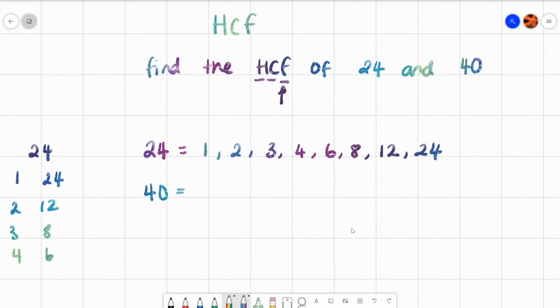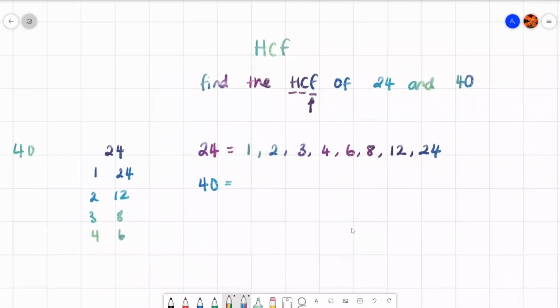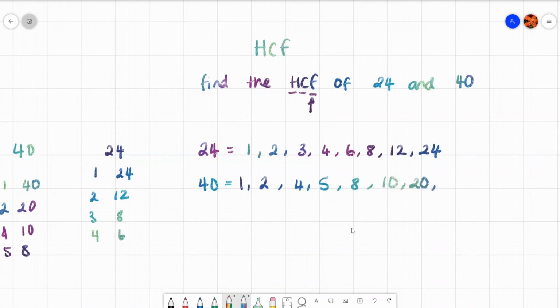Again, you can do this at the side. So I'm just going to write it here. We've got 1 times 40, 2 times 20, 4 times 10, and then 5 times 8. Again, write the numbers in order: 1, 2, 4, 5, 8, 10, 20, and 40.